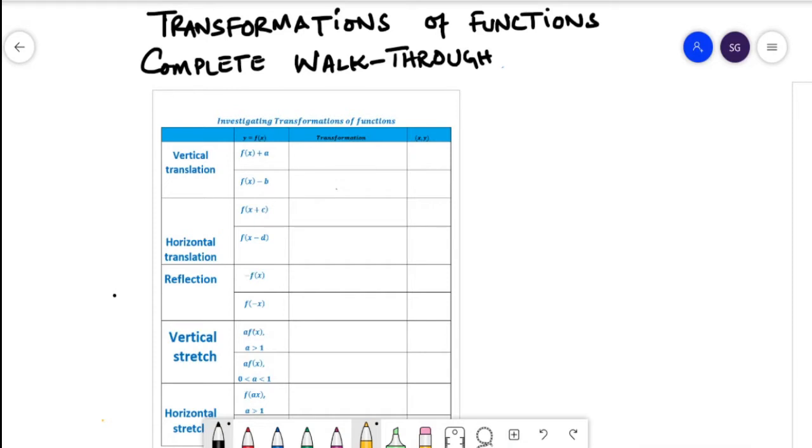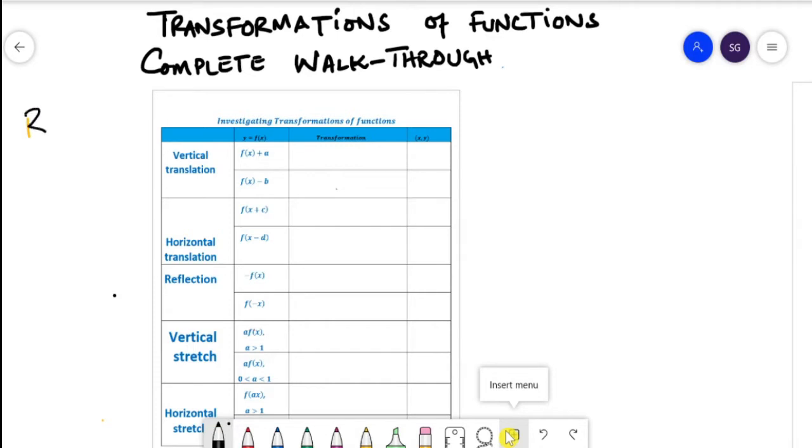Everyone. Today in this video we are going to discuss some transformations of functions, and I will try to include as many transformations as possible.